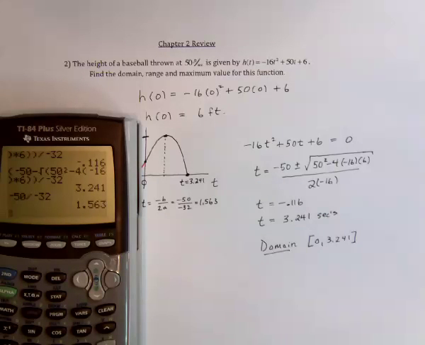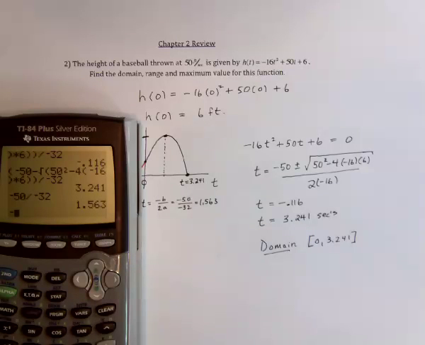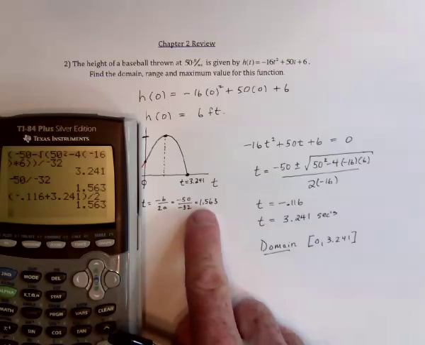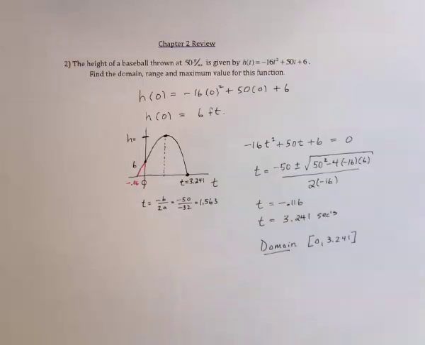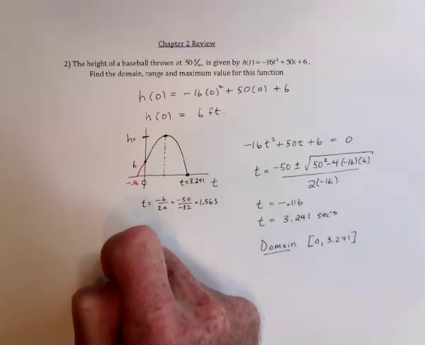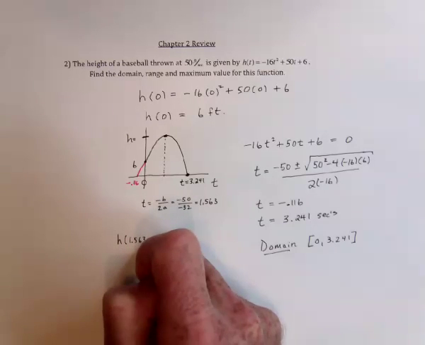And I just want to show you, if I did it the other way and found the average of these two, it's going to end up with the same thing. So if you add negative 0.116 and 3.241 and divide by 2 to find the average, you get the same thing. So that's going to be the moment, after about 1.5 seconds, when the baseball is at the highest point. But what is that highest point? So then we need to find out what's the height at 1.563 seconds.